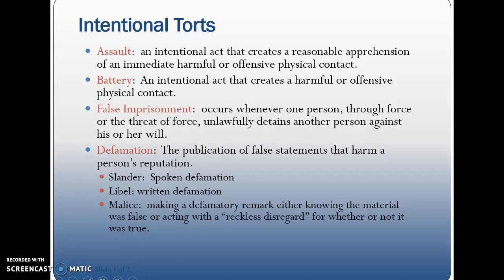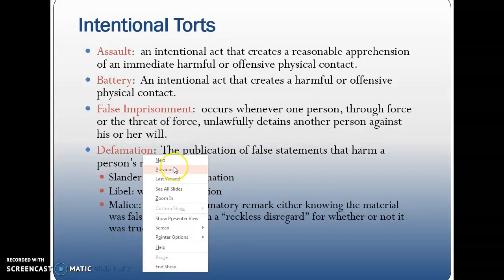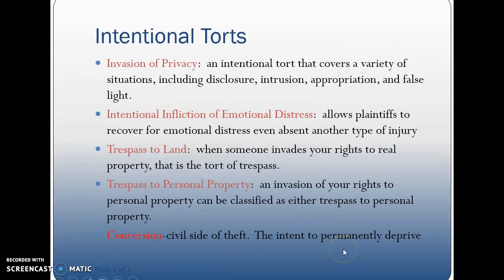So the damage to my reputation is I lost a contract, I lost a job, I lost an endorsement deal. They are valued at this particular amount of money. Now, in addition to the defamation, now, defamation is publication of false statements.